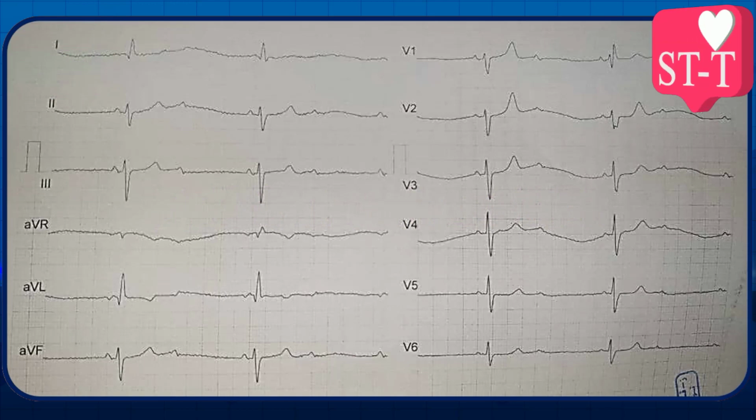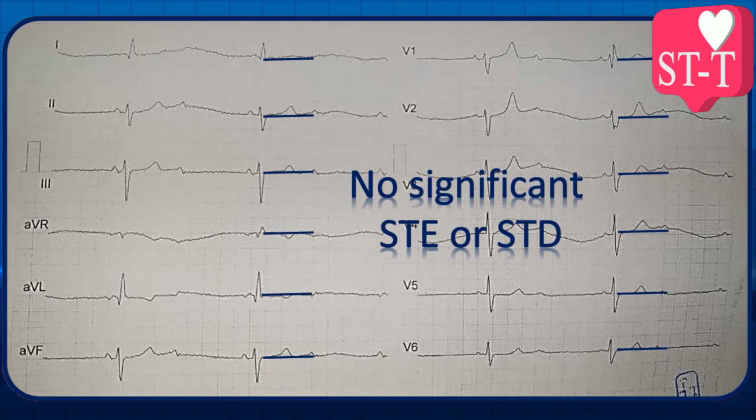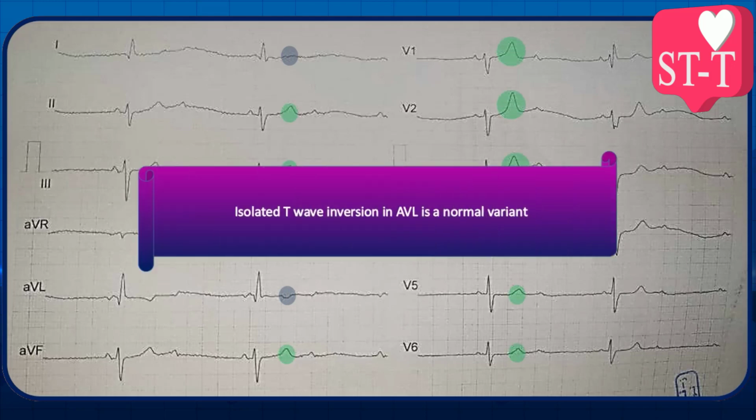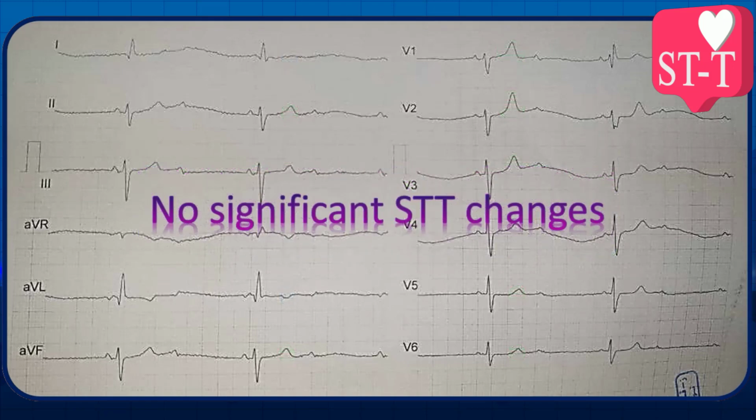Next part is examining STT changes. Here, there is no obvious ST elevation or depression. The T waves are negative in AVL and AVR, flat in D1, and positive in other leads. Remember that isolated T wave inversion in AVL is a normal variant. So, there is no significant STT changes.